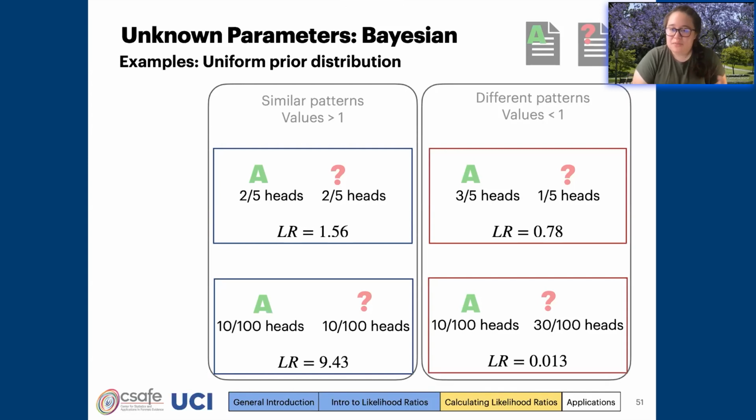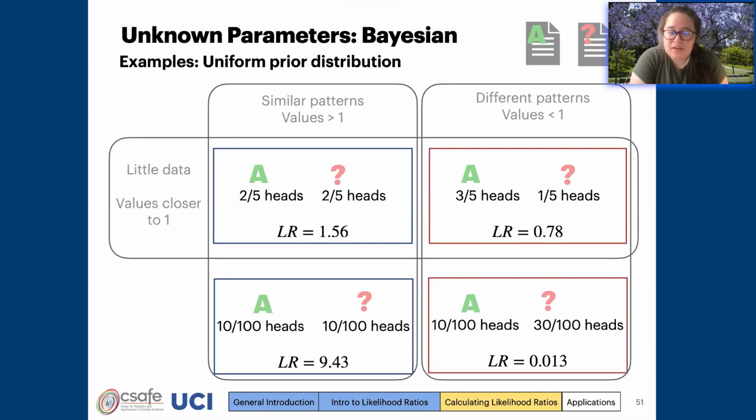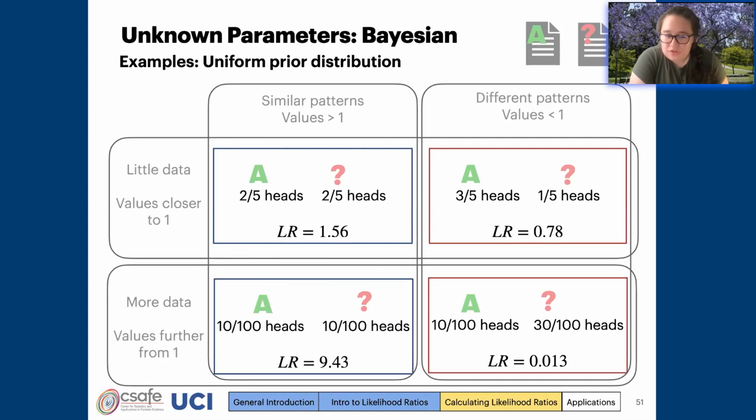But with different patterns, we get likelihood ratio values less than 1. And another interesting thing to note from this example is when we have less data, so the top 2 examples here, we had only 5 flips, so we had little data. We get values that are closer to 1, so closer to the neutral value. But when we have more data, we can make slightly more extreme statements. We can get values further away from 1 for the likelihood ratio. So this indicates that our formula for the Bayesian likelihood ratio behaves as we would expect a likelihood ratio to.